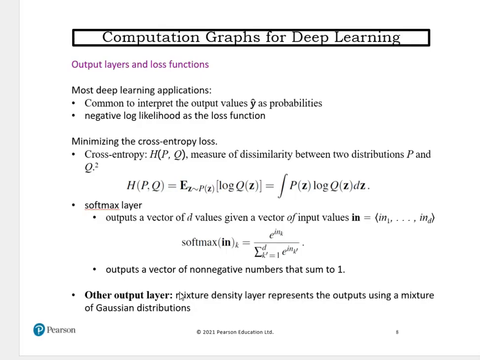There are other output layers that could be used. For example, a mixture density layer. This represents the output as a mixture of Gaussian distributions. Such layers predict the relative frequency of each mixture component, the mean of each component, and the variance of each component. So as long as these output values are interpreted correctly by the loss function as defining a probability of the true output value y, then the network will be able to fit the data and the training will converge.